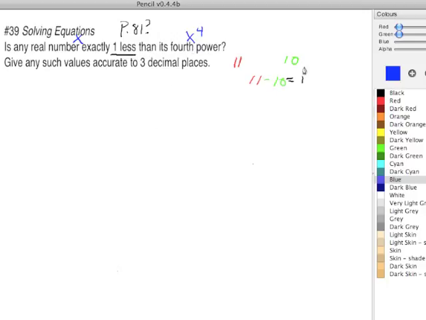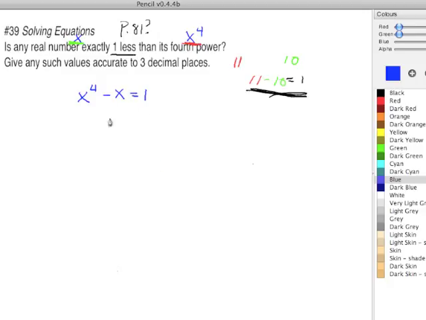So how do we tie it into this green part here? Remember, 10 is a number exactly 1 less than 11. So here, we want to know if there's any X such that X is 1 less than X to the fourth. So let me put them down here now. Here's the model of "1 less than." So we want X to the fourth minus X equal to 1.